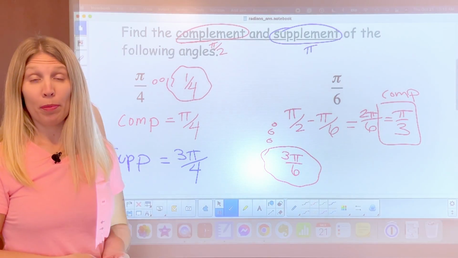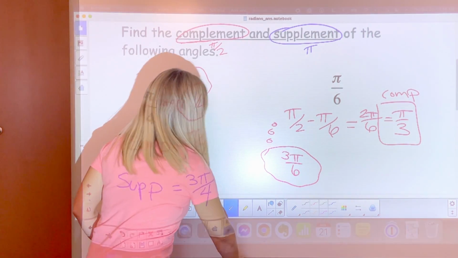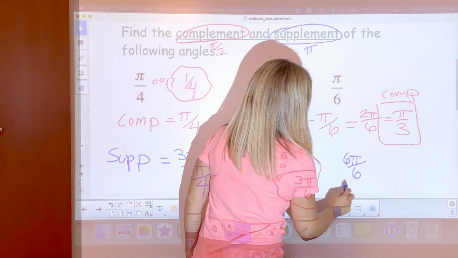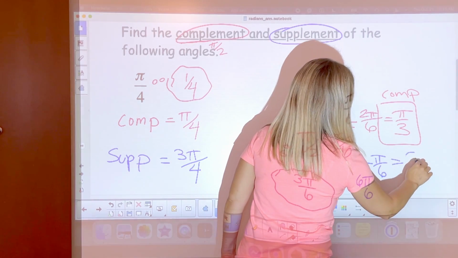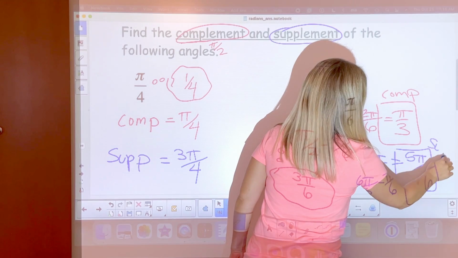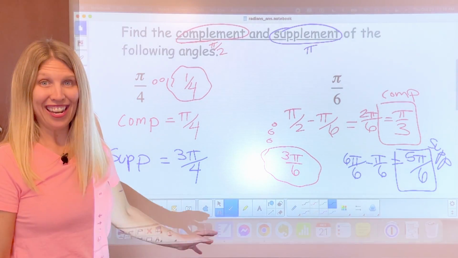Now your supplement part for that angle, again, it's got to equal a full pi. A full pi is going to be 6 pi over 6 minus pi over 6, which gives you 5 pi over 6. So this part would be your supplement for that angle.